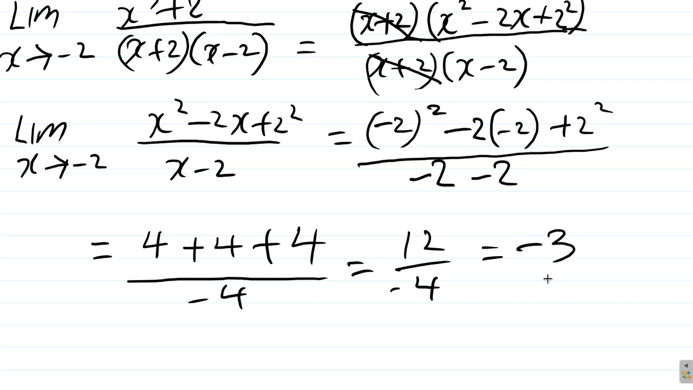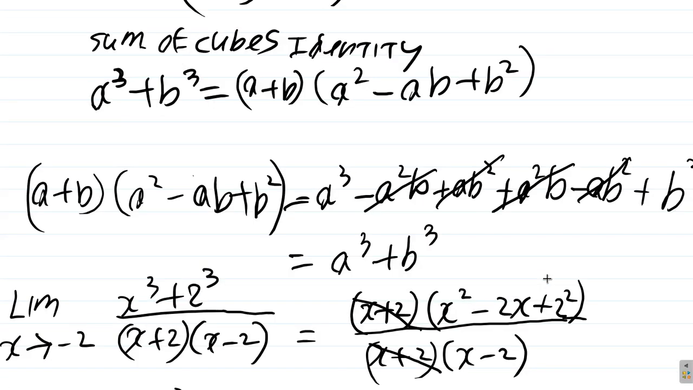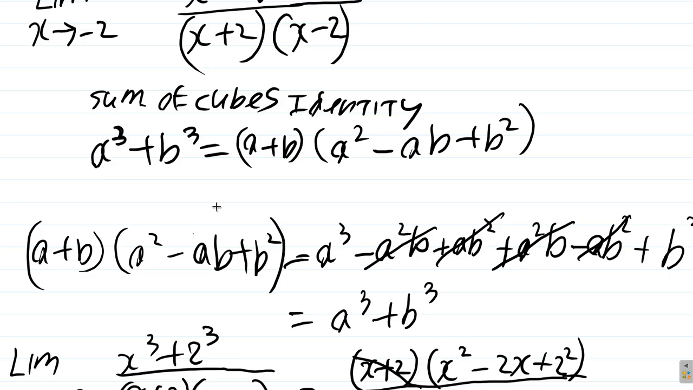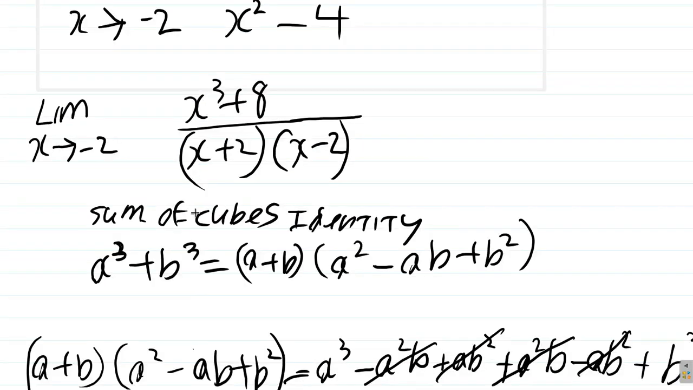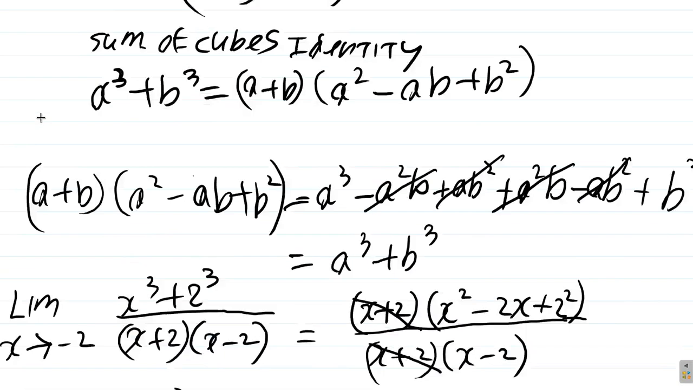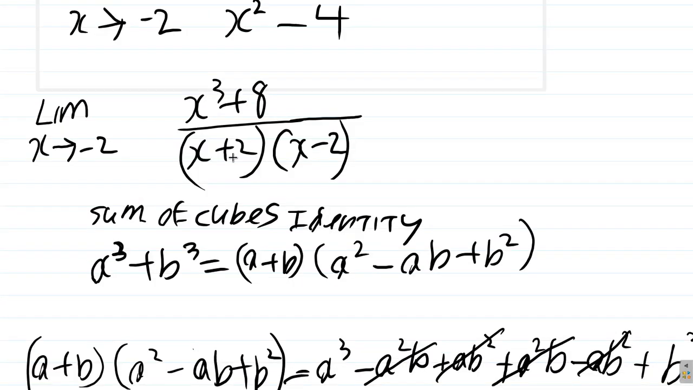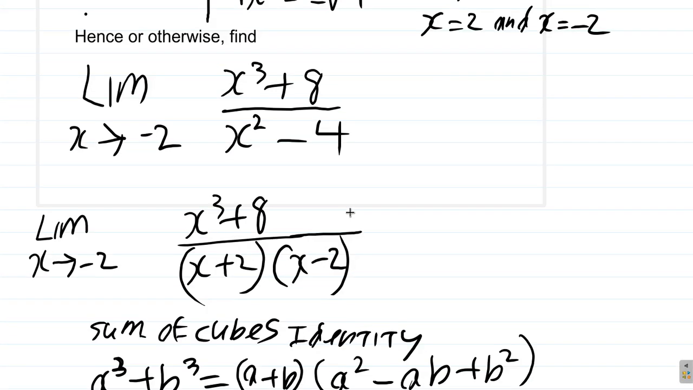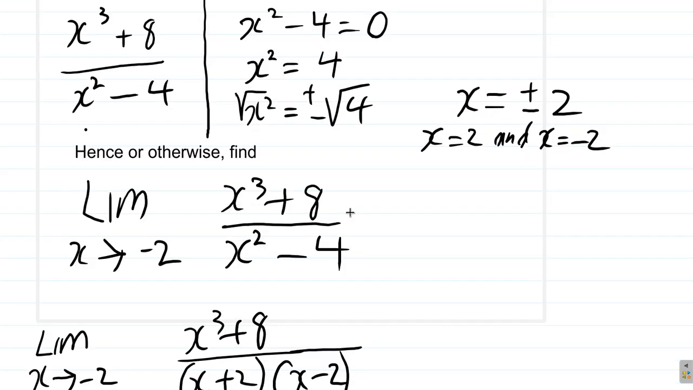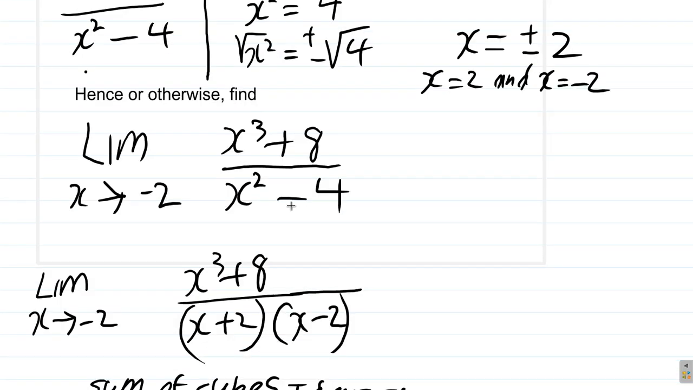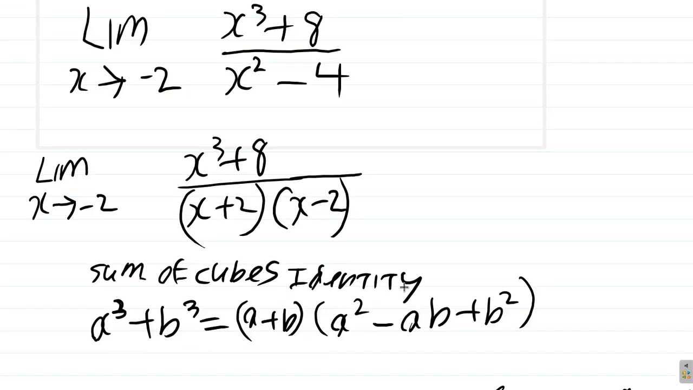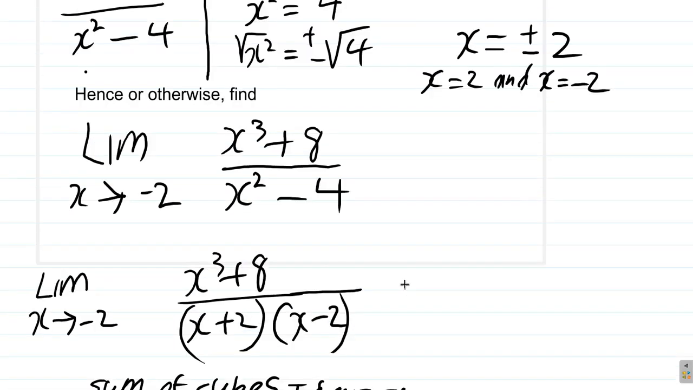Alright, so that's one way of working it out, but you would have to know what the cube identity says. But another way you could look at it, without using the sum of cubes identity, is this. Now, you wouldn't need the sum of cubes identity, so that would make the question alright at this point.